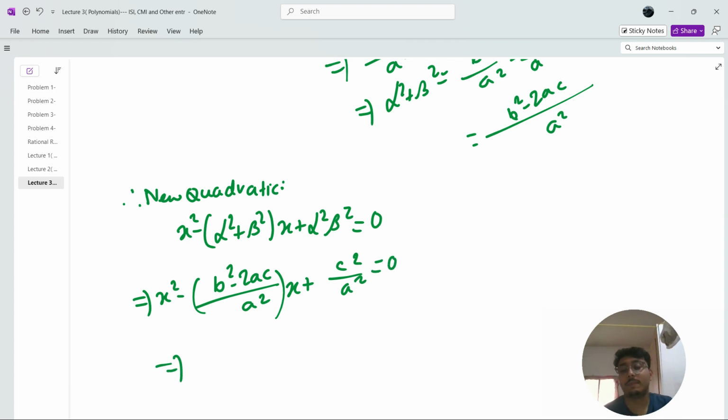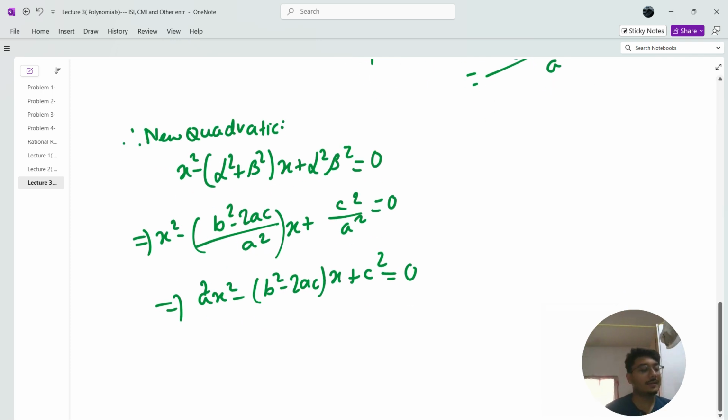So I can just multiply by a square in the numerator, so that gives me a x square minus of b square minus 2ac times x plus c square equals 0. There's a small mistake, sorry, that would be a square. So a square x square minus of b square minus 2ac times x plus c square equals 0. So this is my final answer. Easy one, just manipulation of what we need from what we have got.